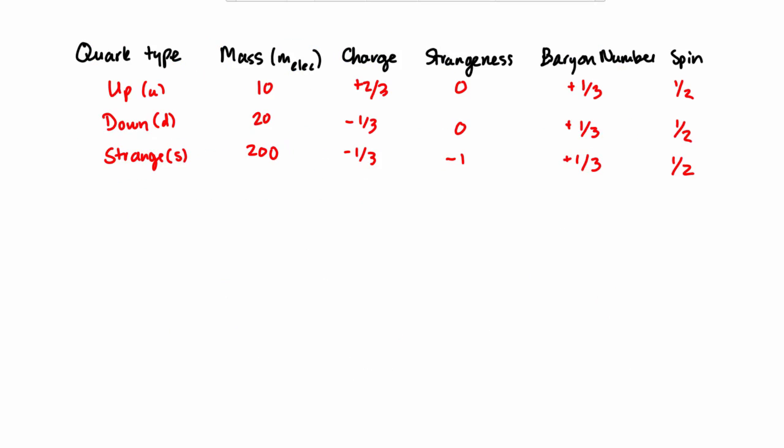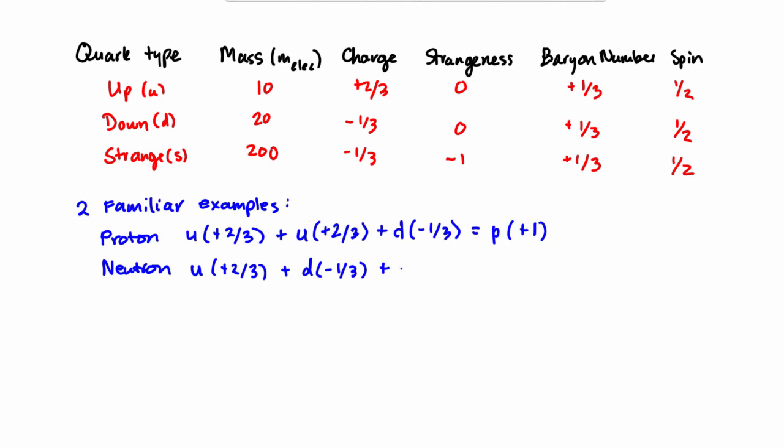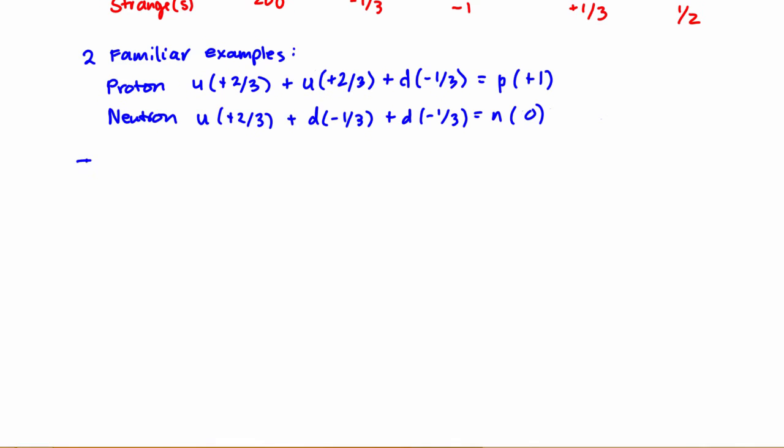So how does this work exactly? Well, let's look at two familiar cases, the proton and the neutron. The proton consists of two up quarks and one down quark. So the two up quarks each have a charge of +2/3. The down quark has a charge of -1/3. That yields a proton with a charge of +1. The neutron consists of one up quark with a charge of +2/3 and two down quarks, each with a charge of -1/3. That yields the neutrally charged neutron as we know it.